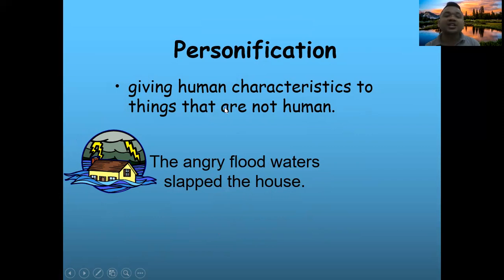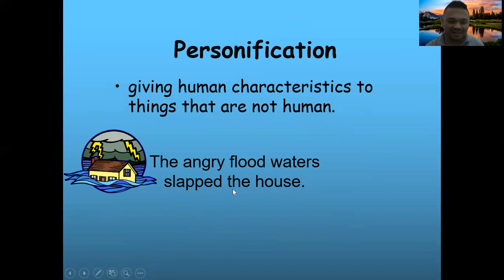So you're giving human. Only a human can slap. But here, the flood waters slap the house. How can water slap a house? It's impossible. So you're giving human attributes, human characteristics, to things that are not human.